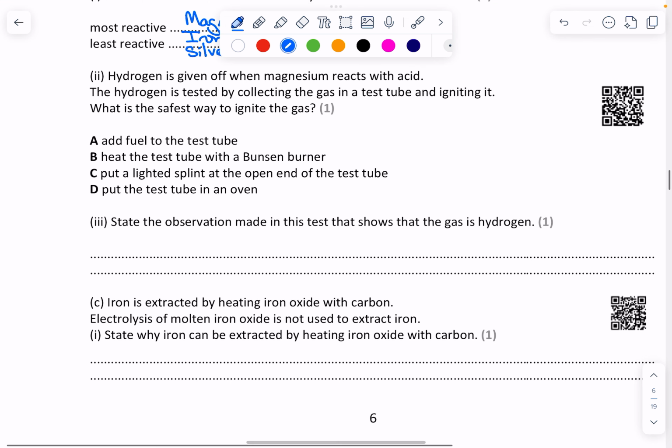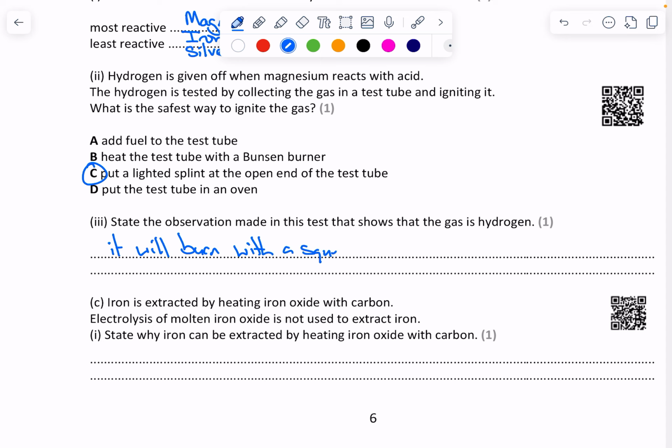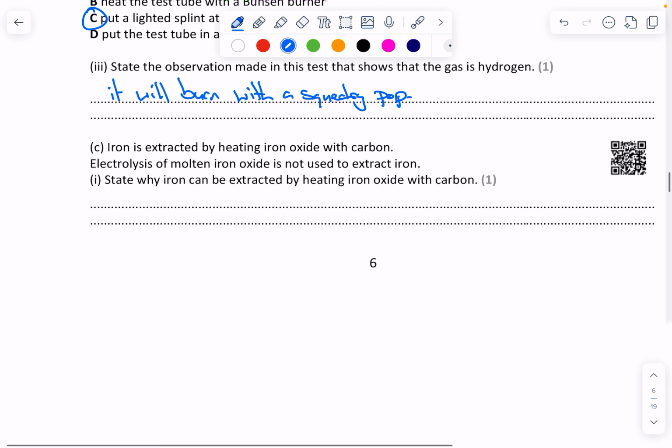Hydrogen gas is given off. What is the safest way to ignite the gas? So when we ignite hydrogen, we normally get a lighter splint and put it into the end of the tube. So that's described by option C. State the observation to show that the test is hydrogen. So what will happen here is it will burn with a squeaky pop if it's going to be hydrogen.